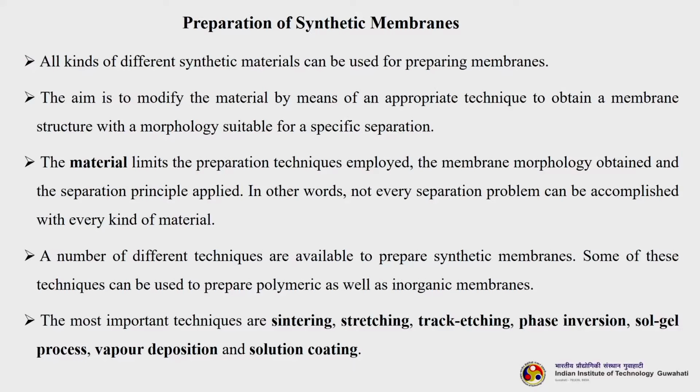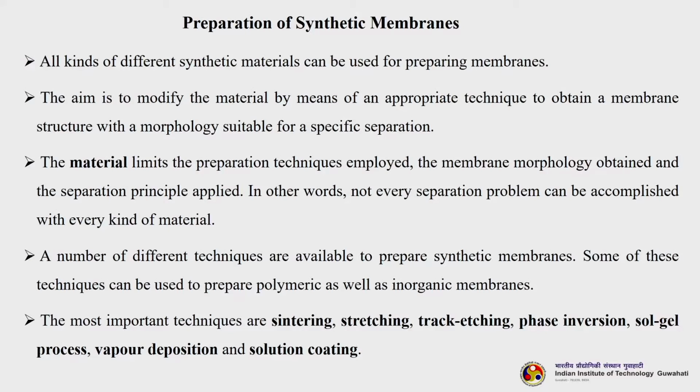So, all kinds of different synthetic materials can be used for preparing membranes. Actually, the aim is to modify the membrane by means of an appropriate technique to obtain a membrane structure with a particular morphology which will suit a particular separation. So, the material actually limits the preparation technique involved. So, what is the meaning of this? Meaning is that I cannot use any material for any preparation technique.